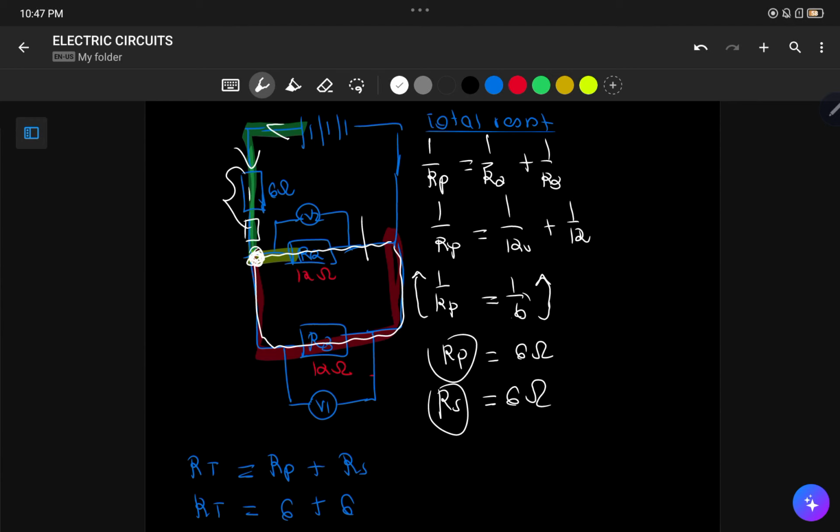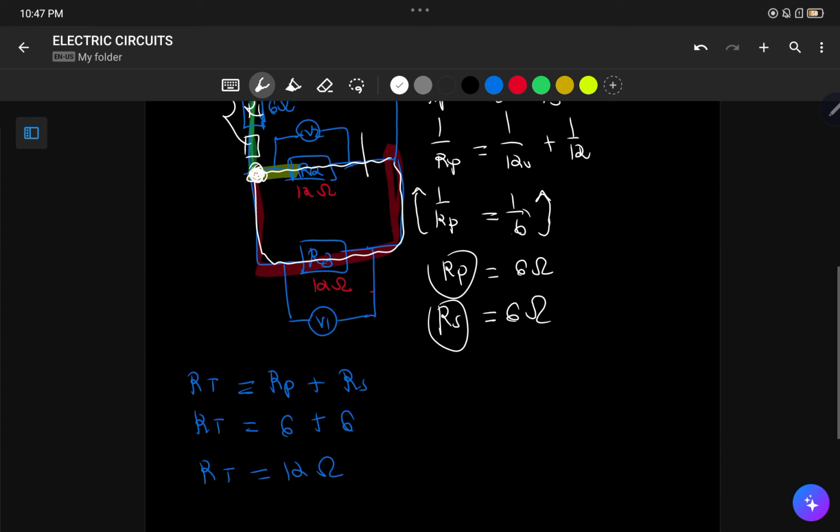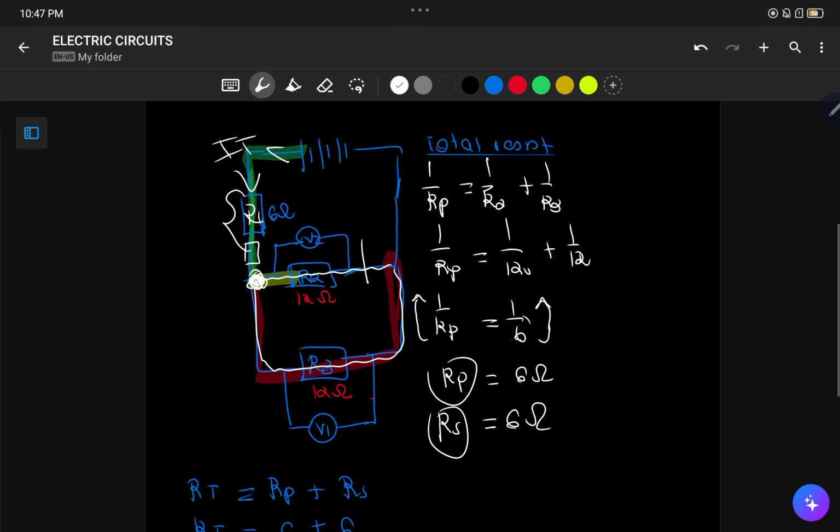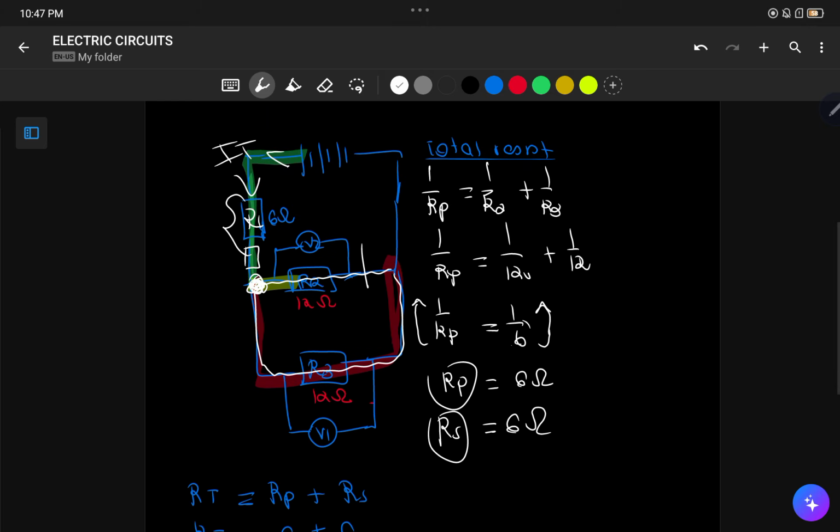But in this instance, because R1 is not parallel to any other resistor, the current will remain the same as the total current until it reaches this point. I hope you understand. Okay, so in this illustration, you've calculated the total resistance.